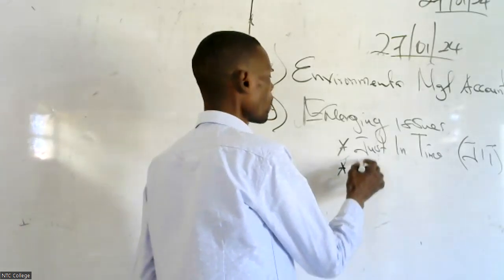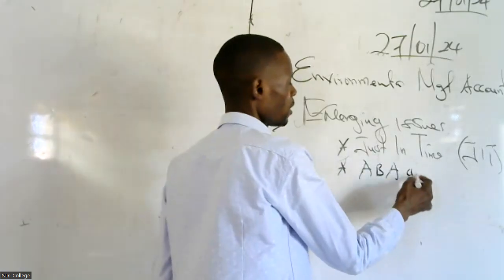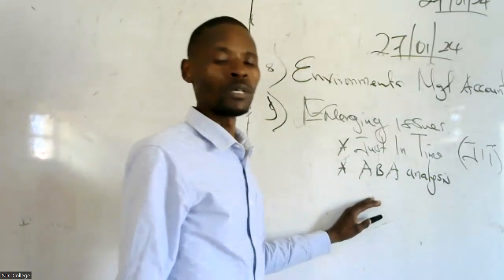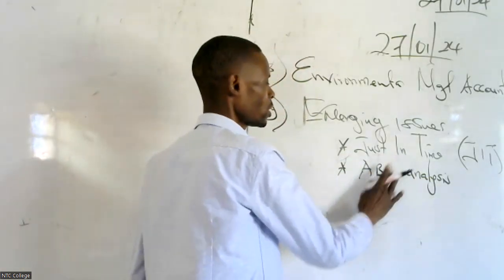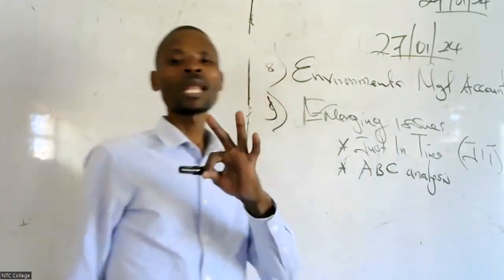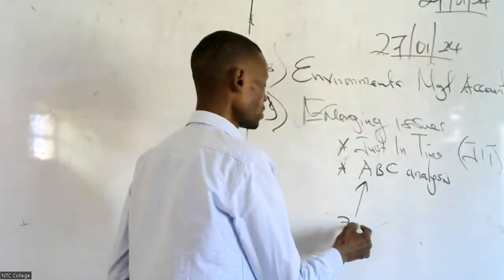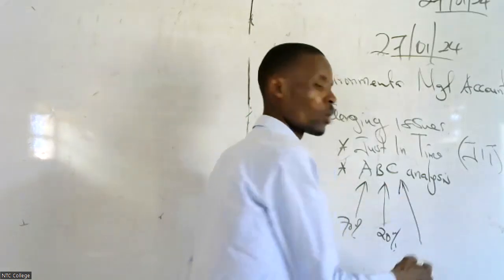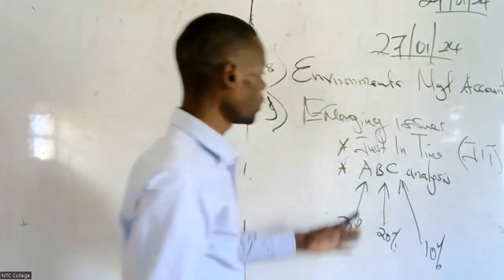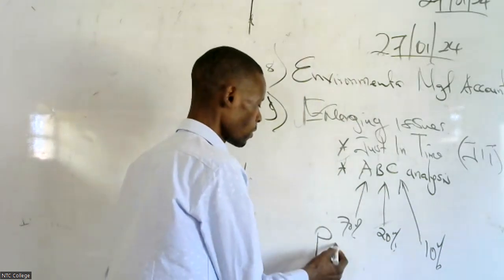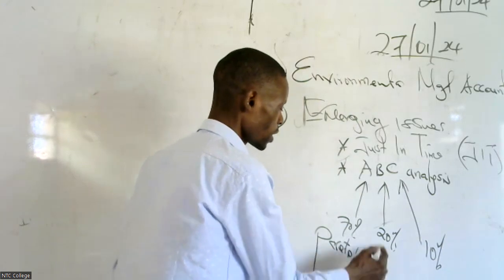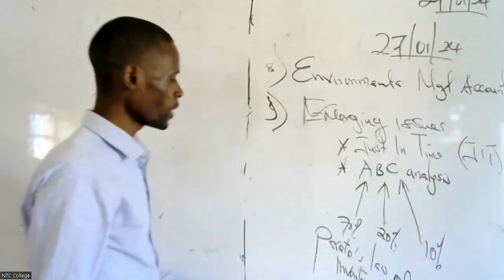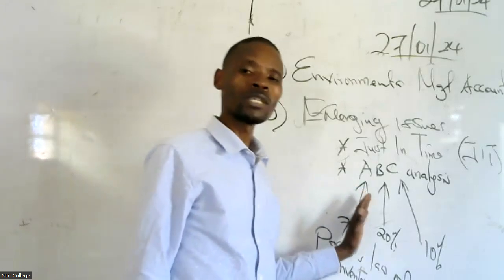Two, we have ABC analysis, also under inventory. This is where in the business you classify stock into three classes, ABC. Class A has about 70% of the value of stock. Class B has around 20%, and class C has about 10%. This concept was advocated by Pareto. We call it Pareto's law of inventory, whereby he said you can classify assets into three classes, A, B, and C.